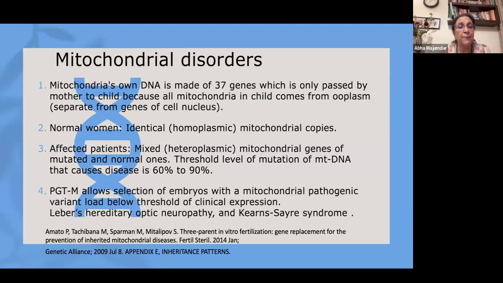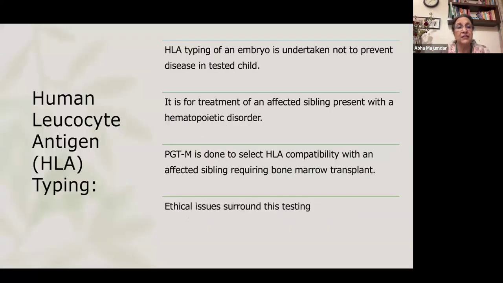So PGT-M for monogenic disorders allows selection of embryos with a mitochondrial pathogenic variant load below the threshold of clinical expression. And what are the diseases which have come through mitochondrial gene transmission? Leber's hereditary optic neuropathy and Kearns-Sayre syndrome. These are all in literature, and you will find that these diseases come up and people have replaced mitochondria to be able to get rid of these diseases.